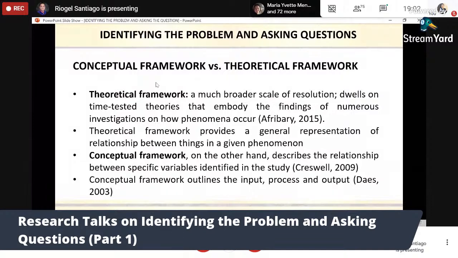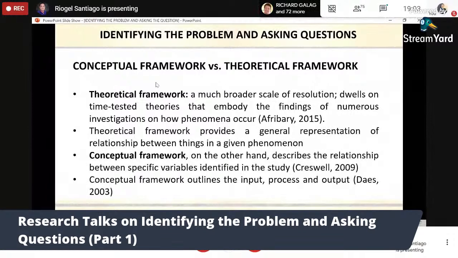Bakit nangyayari itong mga kaganapan na ito? Bakit nangyayari itong mga phenomena na ito? Yan ang ipinapaliwanag sa theoretical framework. It provides a general representation of relationship between things in a given phenomenon. Anong keyword natin dito? Phenomena. On the other hand, conceptual framework describes the relationship between specific variables identified in the study. According to Daes, he added that conceptual framework outlines the input, process, and output.